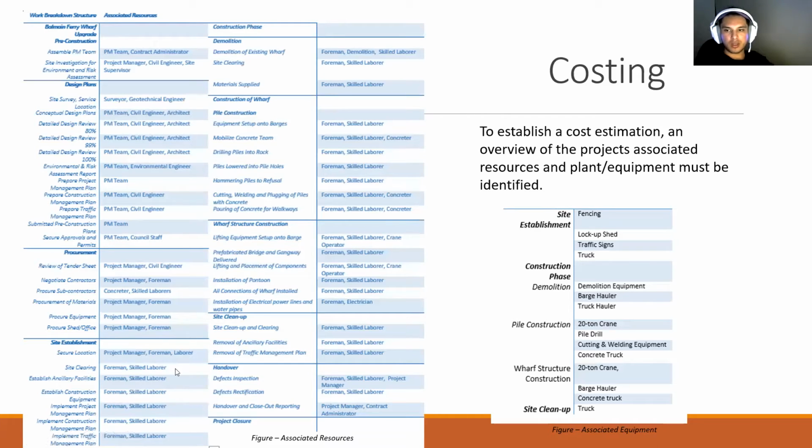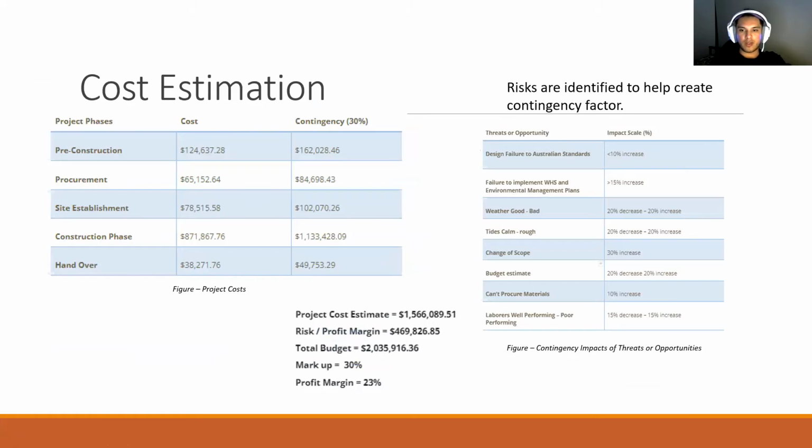Next, for the costing, to establish a cost estimation and overview of the project, the associated resources and plant and equipment must be identified and are shown in these tables. The next table shows the costing for each phase and has been estimated against the cost of working rates, plant, equipment, hire rates, and materials that are used to build the structure. The table to the right is a table of identified threats or opportunities that could increase or decrease the costing. A markup of 30% was added to the cost estimate as a contingency fund to give an overall project cost of $2 million, a profit margin of 23%.